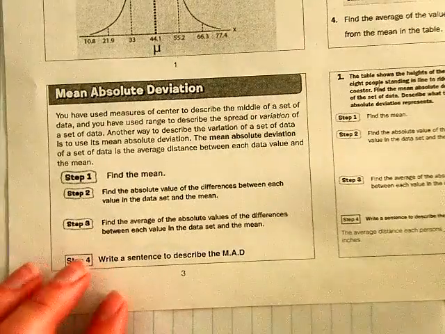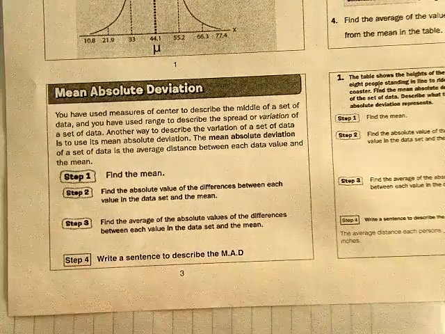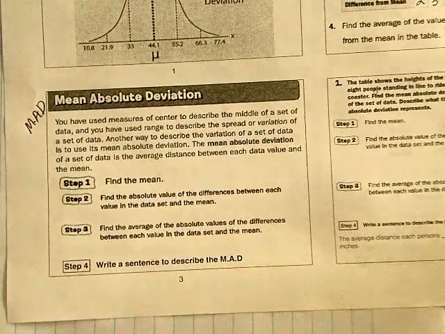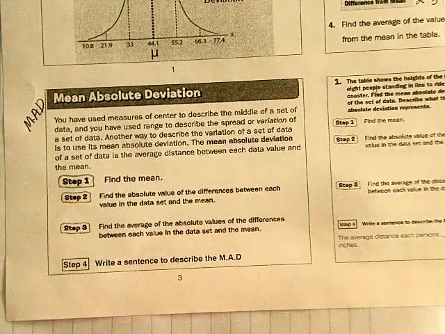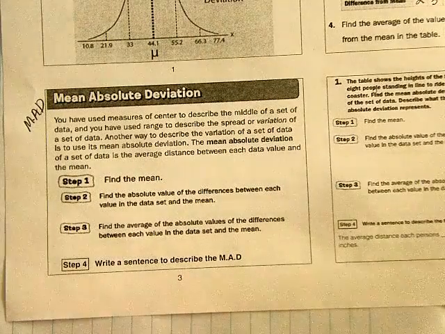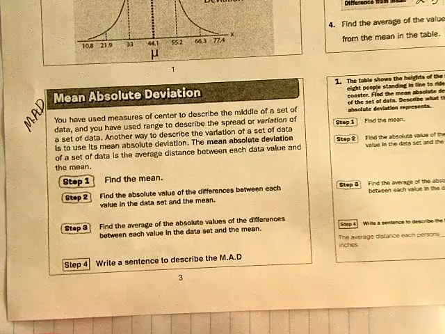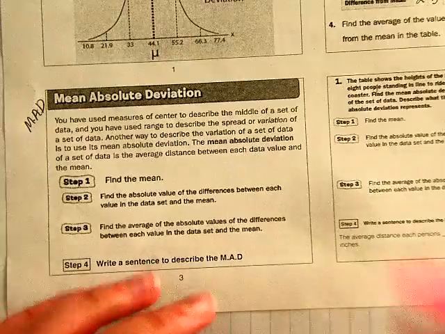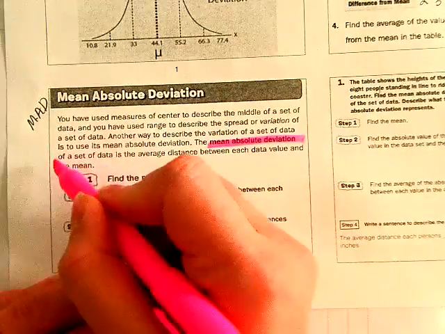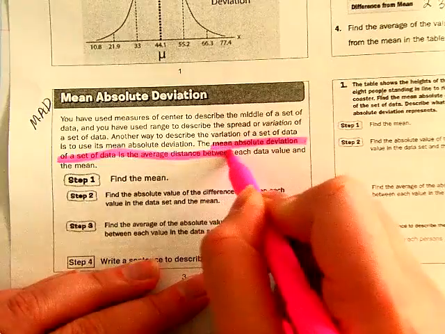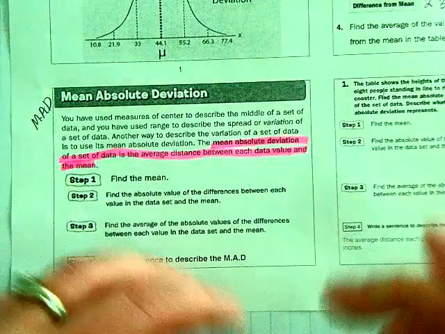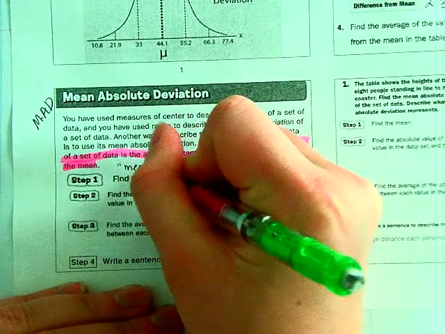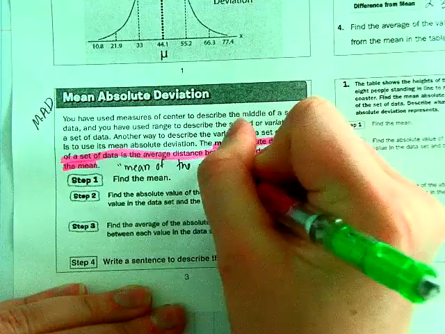Okay, so we've got a vocab word here. Mean absolute deviation. I abbreviate that MAD. M-A-D. You've used measures of center to describe the middle of a set of data, median and mean, and you've used range to describe the spread or variation of a set of data. Another way to describe the variation of a set of data is to use its mean absolute deviation. The mean absolute deviation of a set of data is the average distance between each data value and the mean. So it's the mean of the mean. That's what I call it, the mean of the mean.